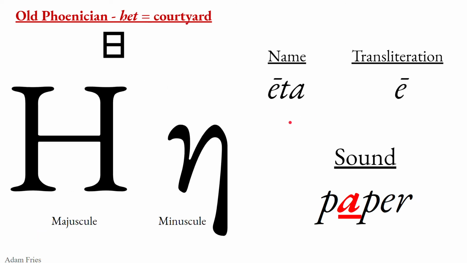The Old Phoenician het is a courtyard, some sort of walled enclosure. This becomes the Greek eta, and we transliterate that as an e with a macron over it, as a long e. Though I say make the sound of a as in paper, kind of is like that. It's like a longer epsilon. So it's really just two epsilons put together. Eta.